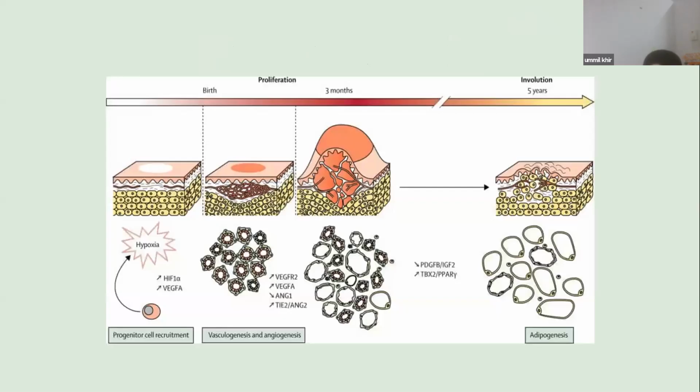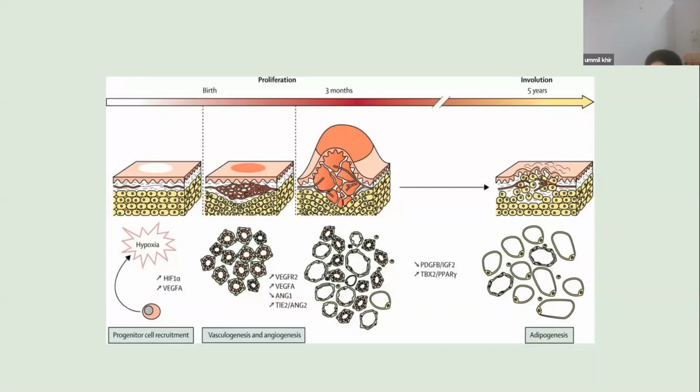So this marked the starting of the proliferating phase. It acts as a hemostatic. It attempts to normalize the hypoxic tissue. So based on this picture, if there is tissue hypoxia, there will be an increase in production of growth factors that will promote vasculogenesis and angiogenesis.